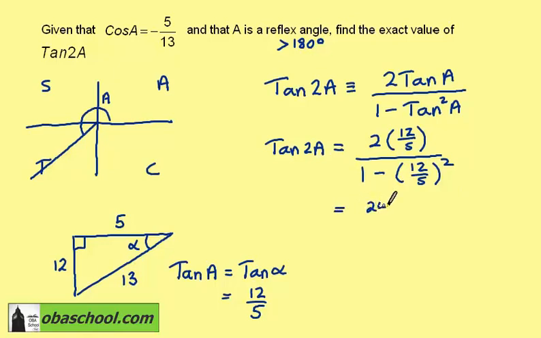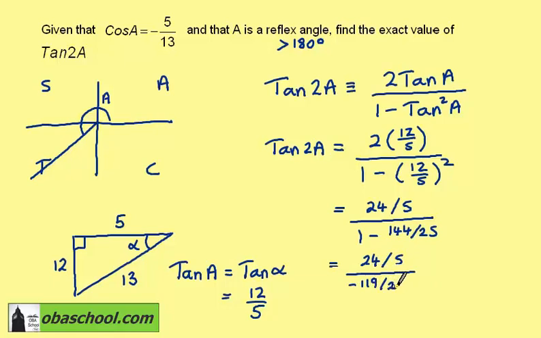This gives us 24 over 5 divided by 1 minus 144 over 25. And this is 24 over 5 divided by 25 over 25, take away 144 over 25, which is minus 119 over 25.